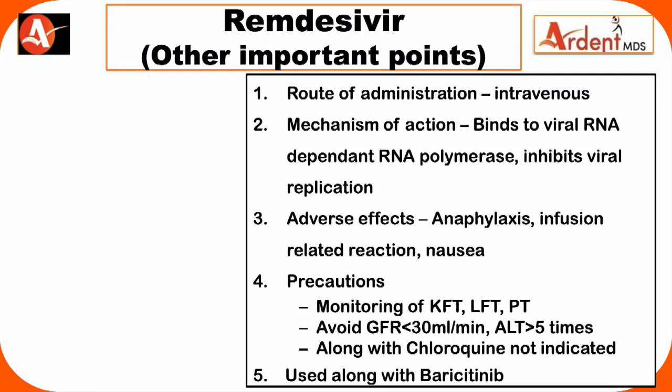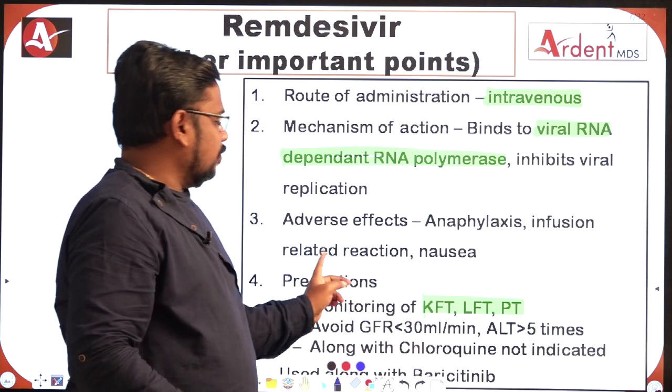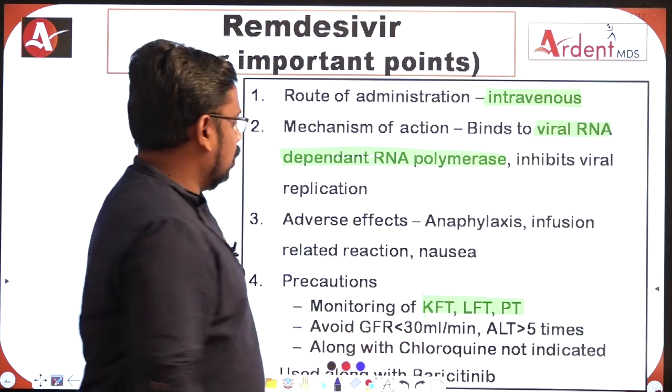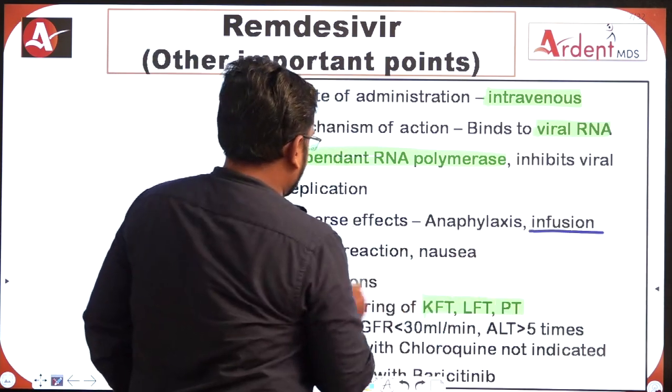So Remdesivir is indicated, and how does this Remdesivir act, and what is the route of administration? The route of administration is intravenous. The mechanism of action is it inhibits RNA dependent RNA polymerase. Because it inhibits RNA dependent RNA polymerase, the microorganism doesn't multiply. So this is the mechanism of action. Coming to the adverse effects, it may produce anaphylaxis because it is given by intravenous form. It produces infusion related reactions, and like other drugs, it also produces nausea.